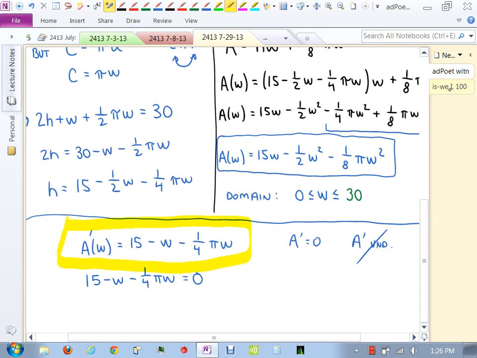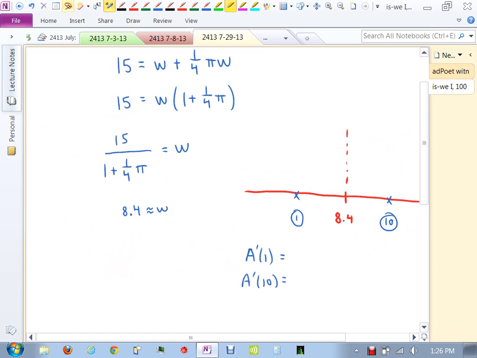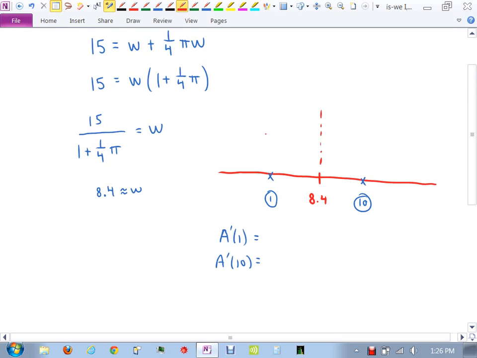Yes? What that tells me back here is that my area function goes up and then it goes down, which means that 8.4 is a local maximum, right? But why can I be assured that that's the only maximum? How can I be sure that the endpoints aren't higher? How do I know the endpoints of this function are not higher than that maximum?